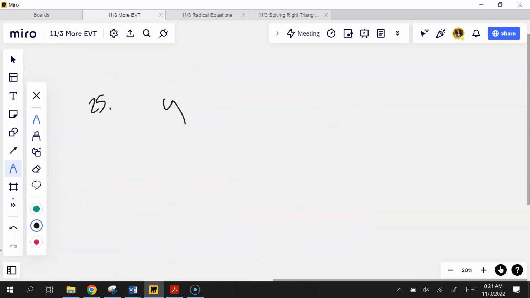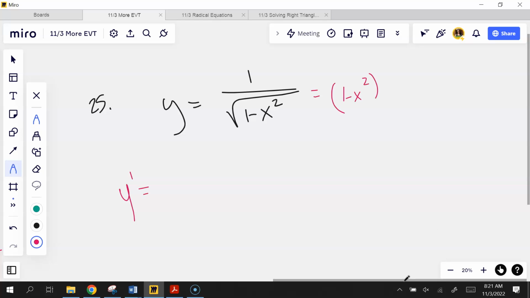25. Y equals 1 over the square root of 1 minus x squared. What shall I do first? Find the derivative. When in doubt, derive it. I'm going to make this (1 minus x squared) to the -1/2, just to help me with power rule. -1/2, (1 minus x squared) to the what?